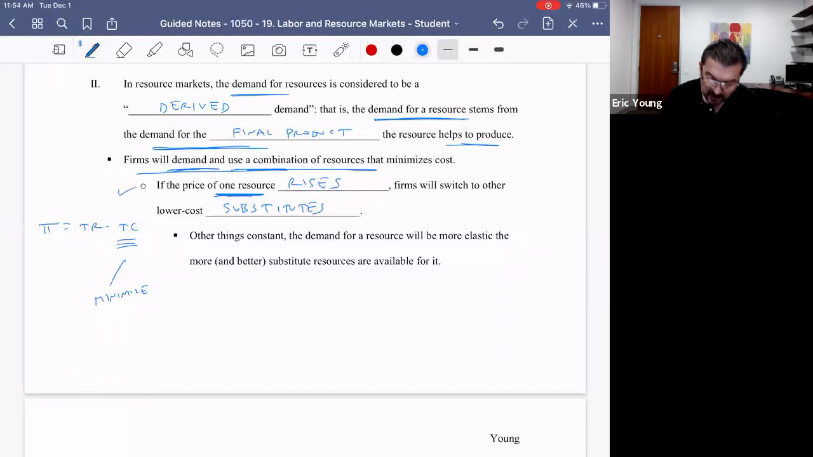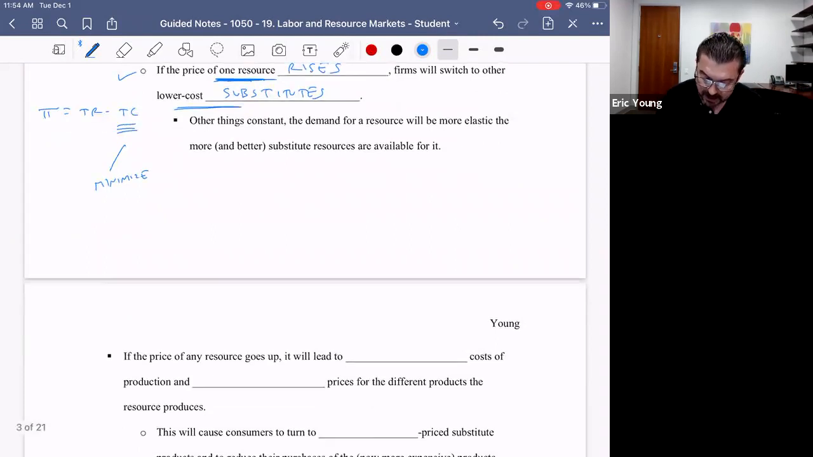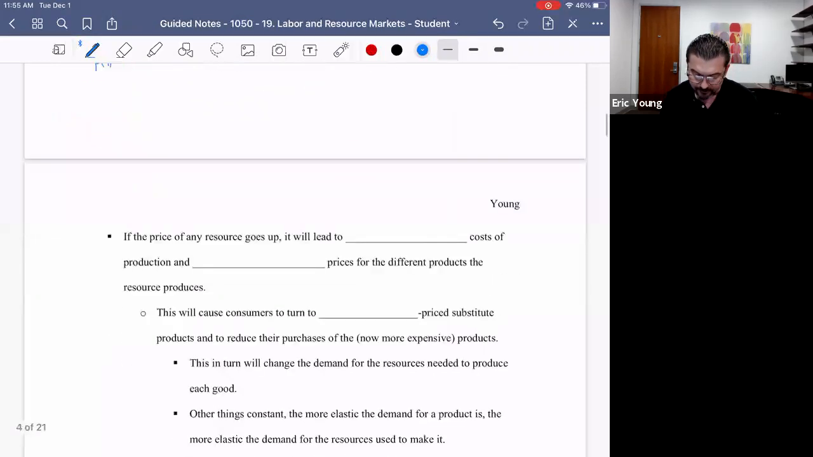And again, we believe that if the price of any one resource goes up, the firms will switch away from the expensive resource and look for lower cost substitutes. And this can have some impact on people. We believe that, other things constant, the demand for a resource is going to be more elastic the more and better substitutes are available for it. We're not going to really deal with labor elasticity in these lectures, but I wanted to point out that there is resource elasticity, and that same idea of the number of substitutes will help dictate it.